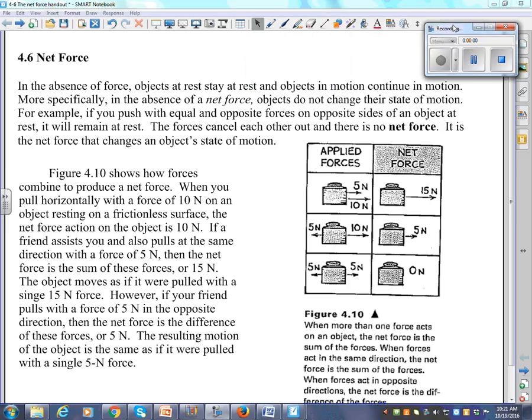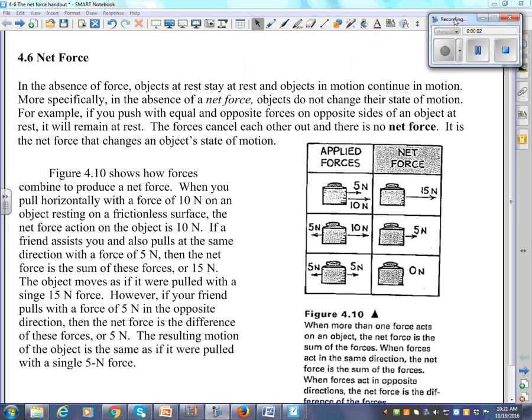Okay, so let's begin. We'll start with this one that says 4.6, the net force. In the absence of a force, objects at rest stay at rest, right? This is one of Newton's laws. And objects in motion continue in motion. More specifically, in the absence of a net force, objects do not change their state of motion.